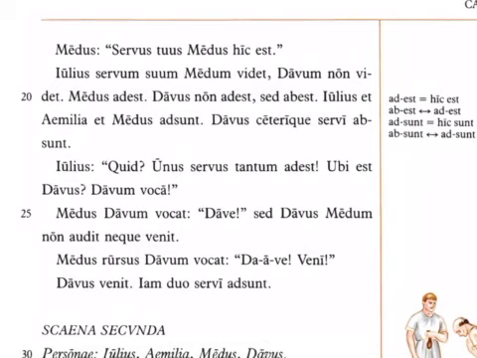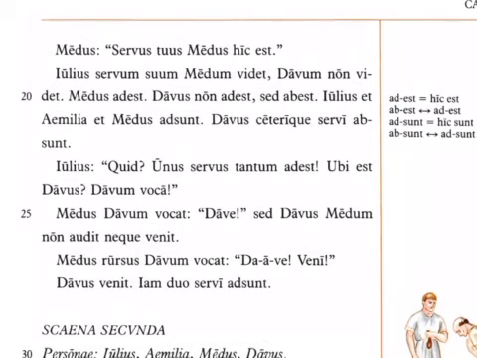Davum non videt. He doesn't see Davus. Davus is another of the slaves. He's the older one with kind of a balding head. Medus adest. Medus is here, is present. Davus non adest. Davus is not present.